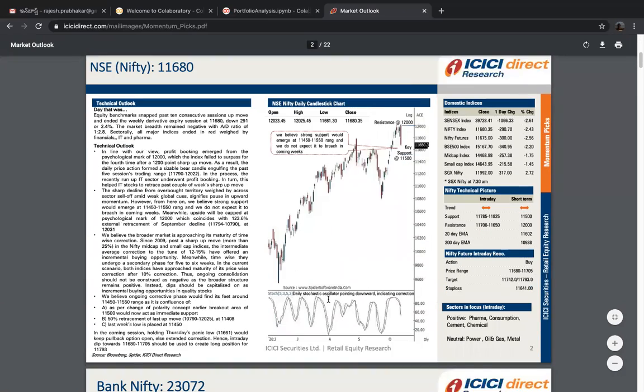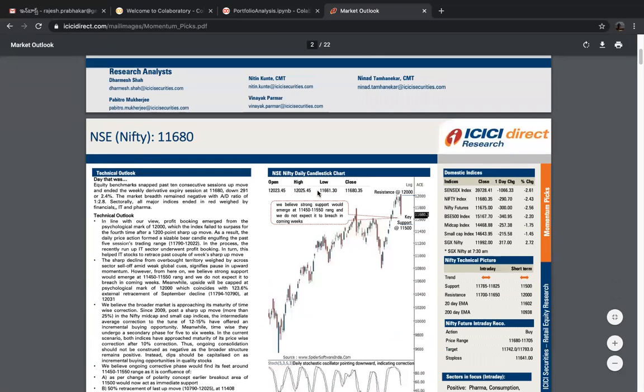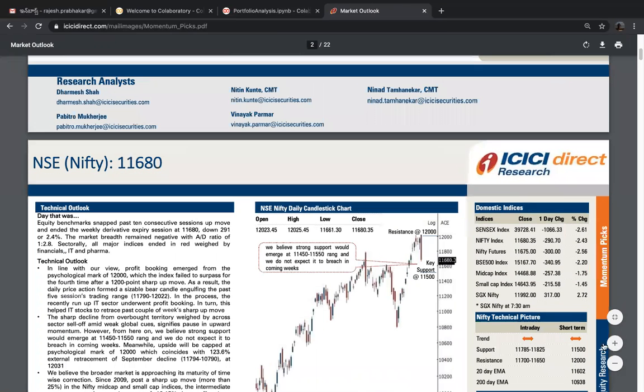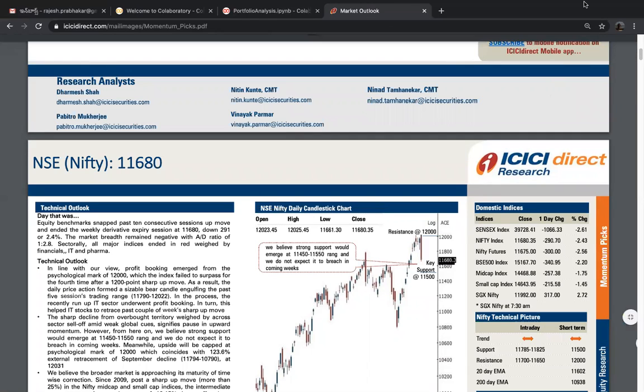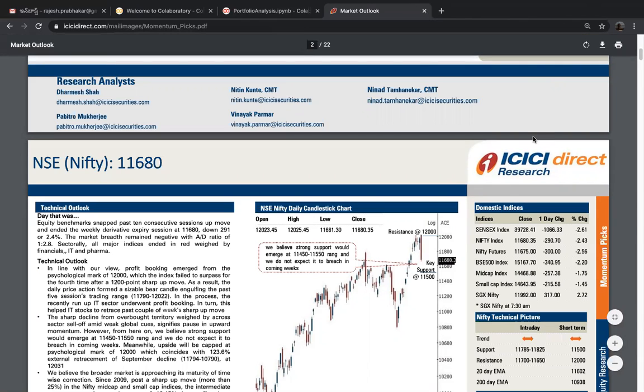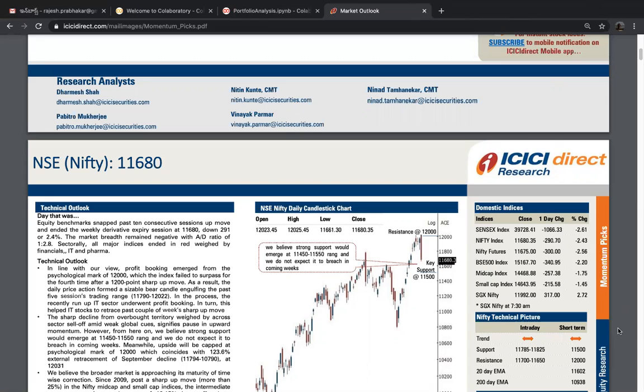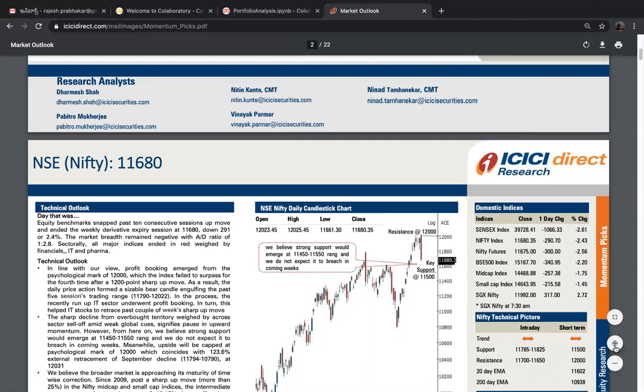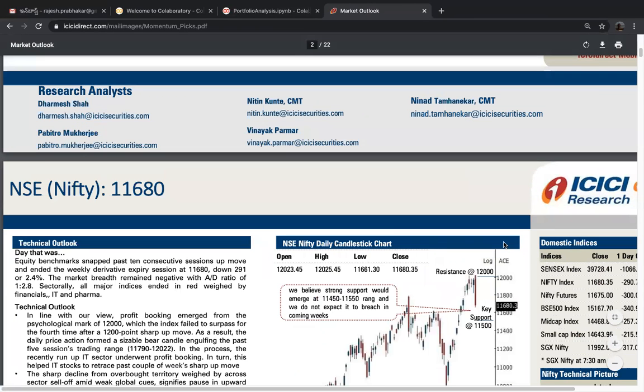See here. Now, this is an indicator. This is all technical outlook. If you can see here, let me zoom it. Okay, this is a technical indicator given for Nifty. So for Nifty, ICICI Direct is giving you the technical analysis. Let me zoom it a little bit. Okay, all of you can see now, right?